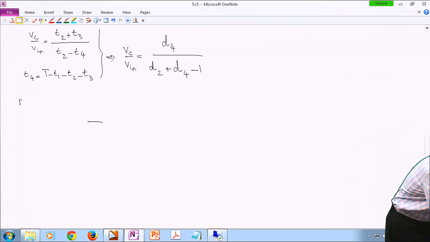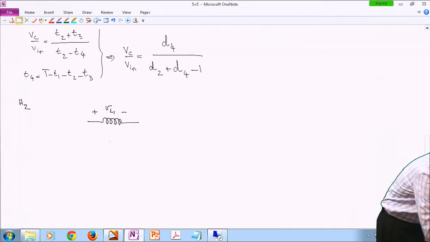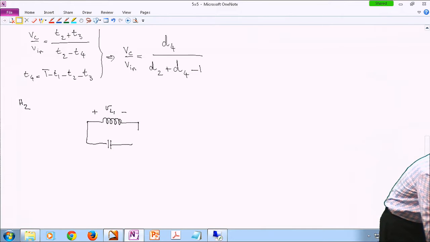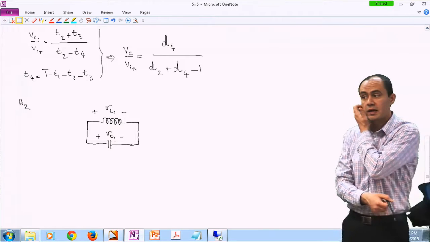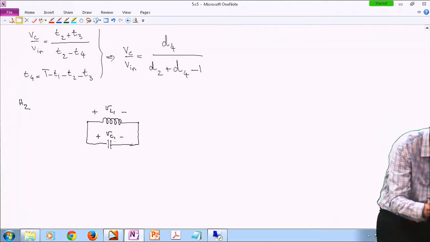So this is H2. And it doesn't matter how you select the polarity. I'm just going to assume that the left one is positive, the right terminal is negative. It doesn't really make a difference. Then in parallel with this inductor, we have a capacitor, which is labeled C1, and then again I assume this is VC1. It doesn't really matter what your assumption is. VC1 in the end may end up being negative. That means your original assumption was not correct.